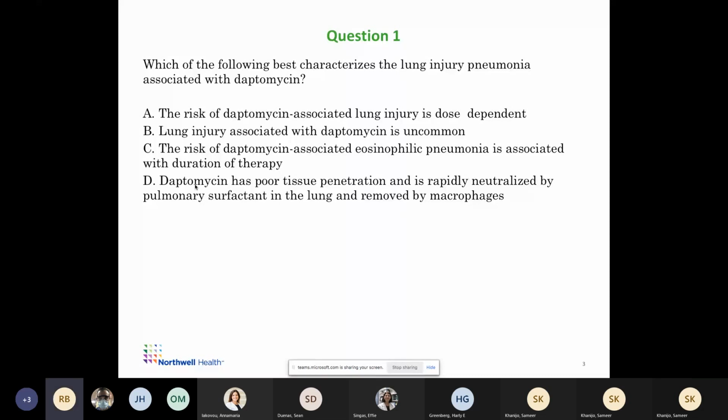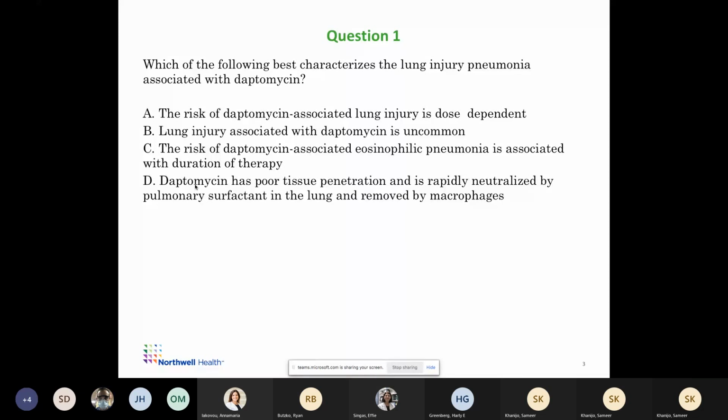Samir, the answer, well, is it D? So it is not. So it is not B. And actually, D as in dog. Oh, D as in dog. It is not D, although we don't like daptomycin for the lung for this reason.